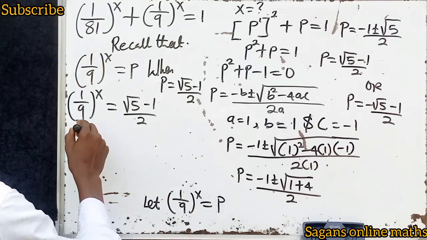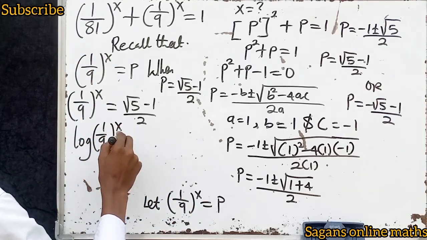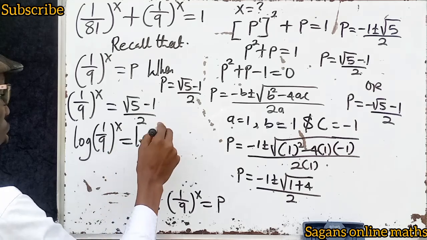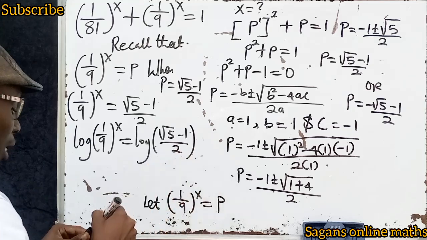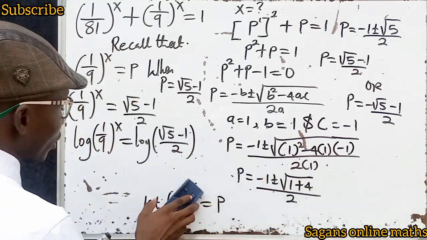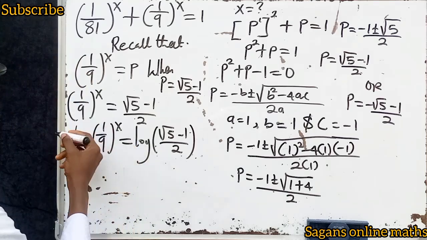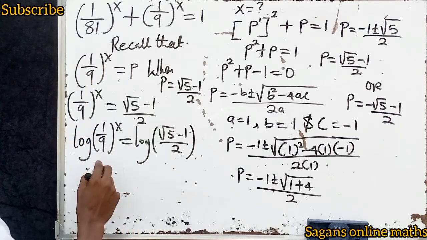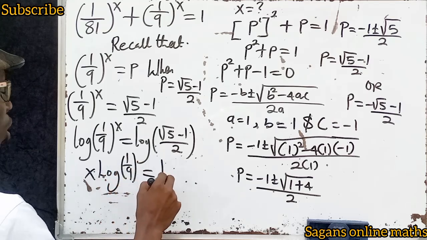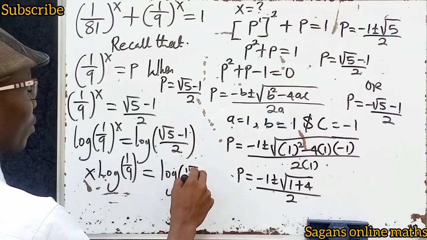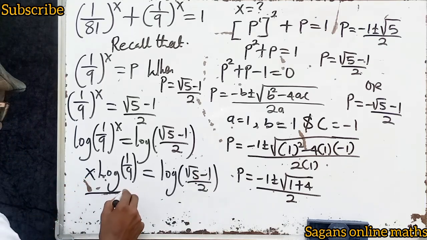So let's take log of both sides. That means log of 1 divided by 9, all to the power of x, will be equal to log of root 5 minus 1 divided by 2. Now let's also obey one of the properties of logarithm, that the power here, which is x, can come down to multiply the log. So now this is x multiplied by log of 1 over 9, equals log of root 5 minus 1 divided by 2.